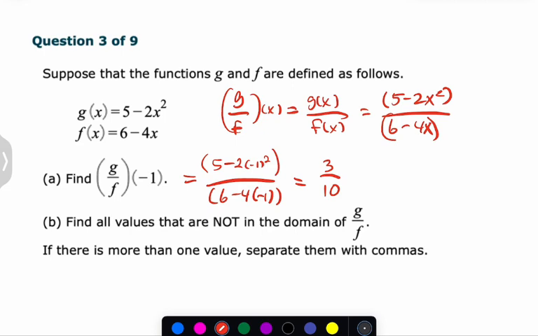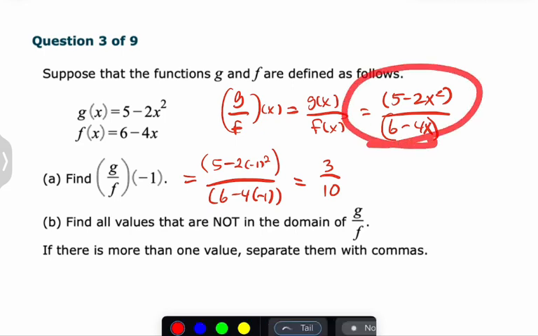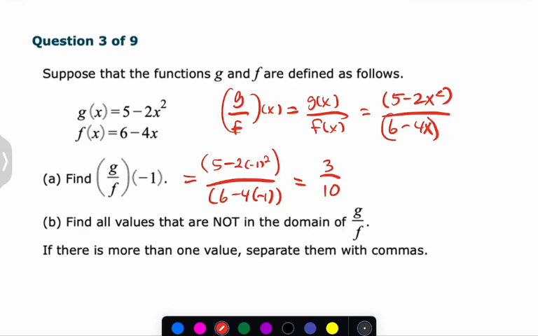Now, B refers to this. If they just say a plain g over f, they're talking about if it was just the x's and we haven't done anything to it. It says find all values that are not in the domain. Now, we know that the only values that will be excluded are where our denominator equals 0. So what's our denominator? Well, our denominator is that. So that is not allowed to equal 0. So our excluded values are where 6 minus 4x equals 0. So we're just going to solve that.